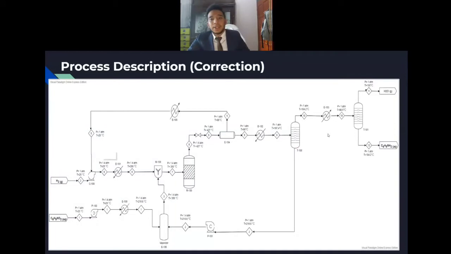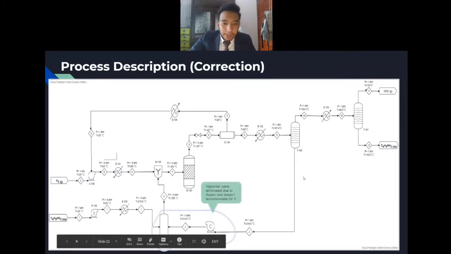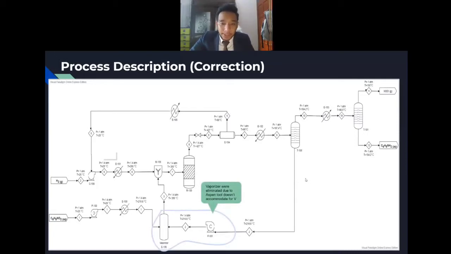So this is the old one for the process description, and we have done some corrections. First, this is the vaporizer. The vaporizer was eliminated because the Aspen tool doesn't accommodate the vaporizer tool.